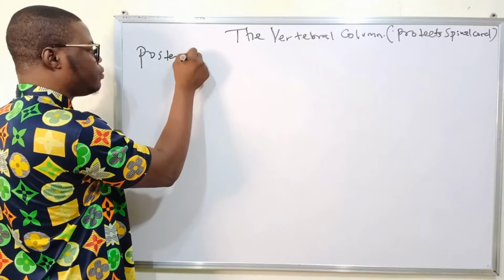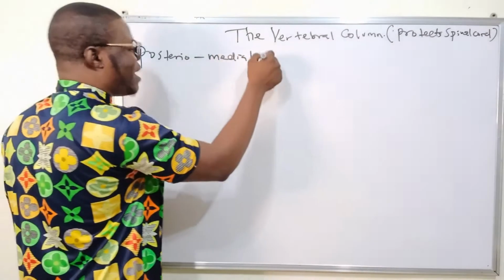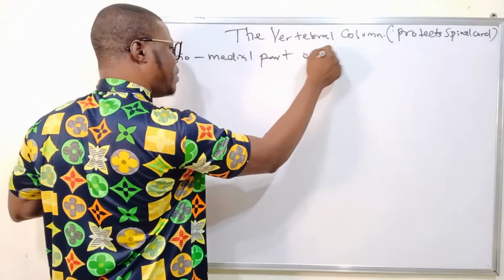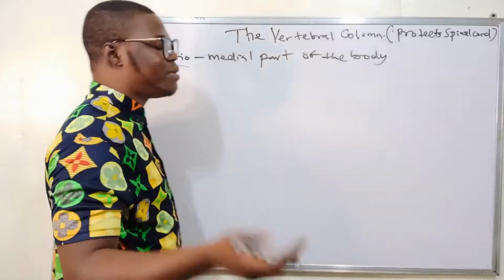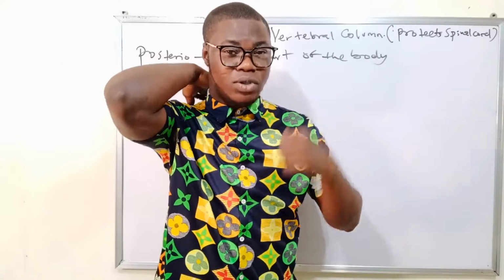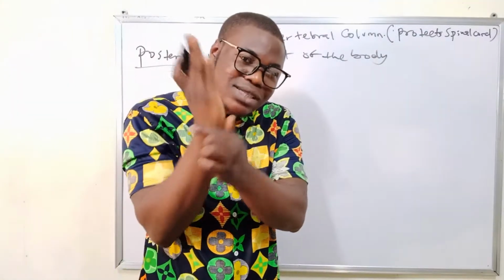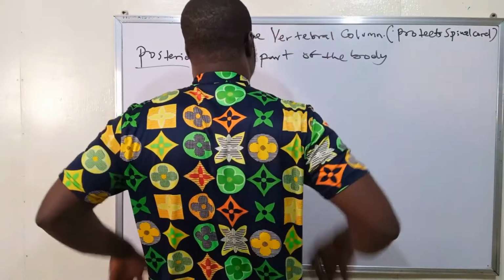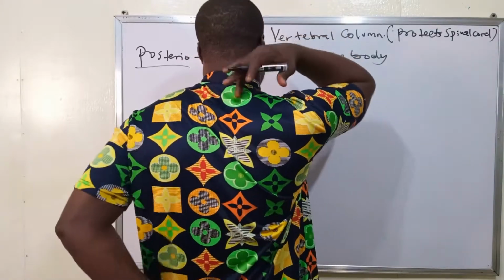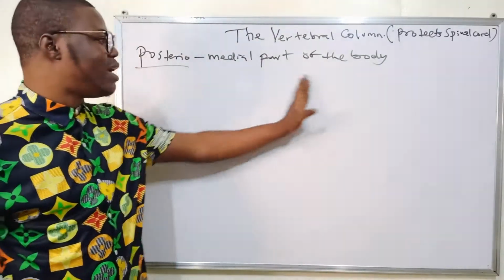So posterior medially means what? It is located in the posterior medial part of the body. Posterior means back. So it's the backbone. So it's located at the back. And medial means at the mid side of the back, just at this point. So posterior means behind, and medial means just at the center. So you can just use that for the location. So it is located at the posterior medial part of the body.